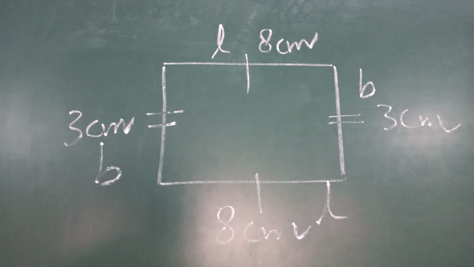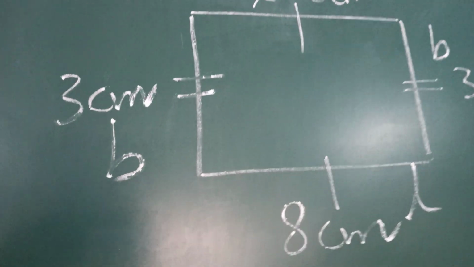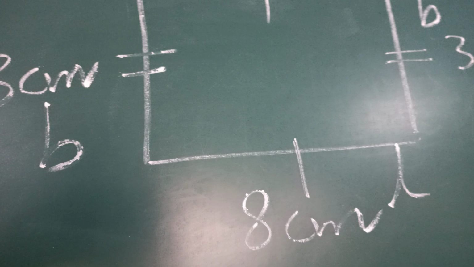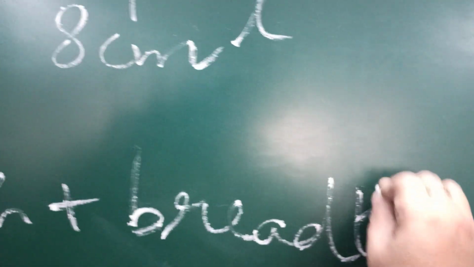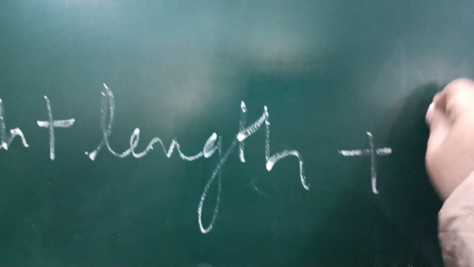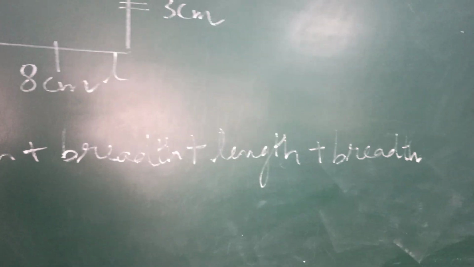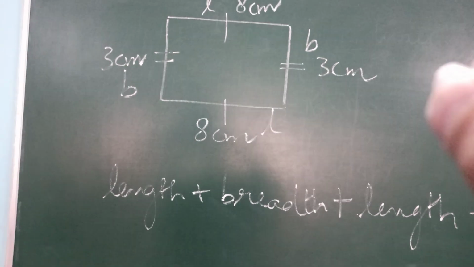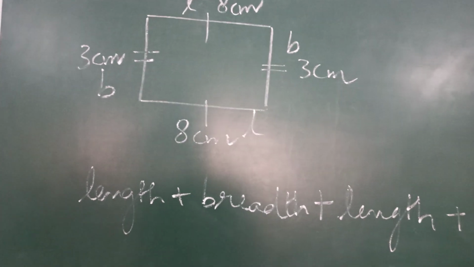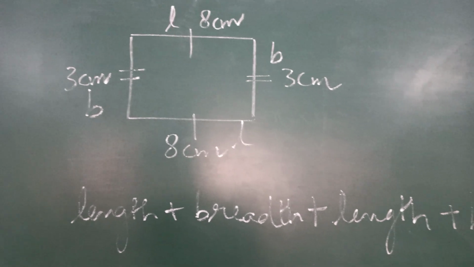That means, if I have to find the perimeter of the rectangle, what will I do? I will write length plus breadth plus length plus breadth. Okay, that means what? I have got two lengths and two breadths. That means if I have to find the perimeter of a rectangle, we will simply add 8 plus 3 plus 8 plus 3 and I will get my perimeter.